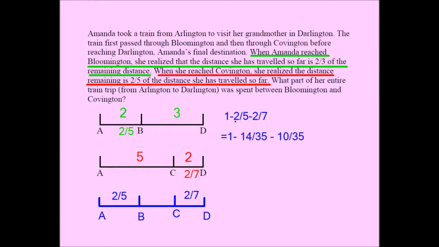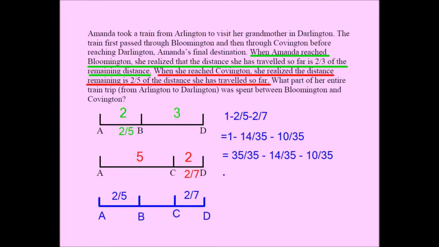What did I do here? I multiplied the numerator and denominator of this fraction by 7 to get this. Multiplied the numerator and denominator of this fraction by 5 to get this. And I can write 1 in this manner, 35 over 35 minus 14 over 35 minus 10 over 35. Well, 35 minus 14 is going to be 21. 21 minus 10 is going to be 11.